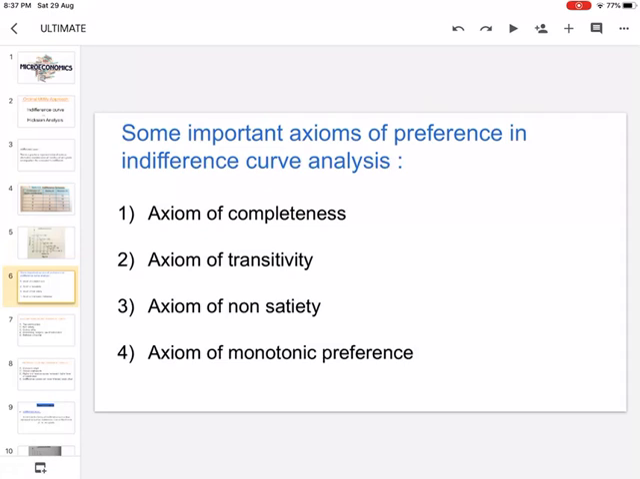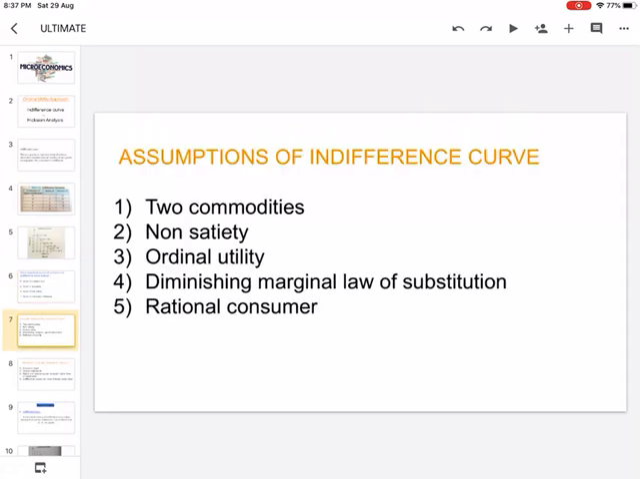And last, we have axiom of monotonic preference. This simply means that suppose the consumer has two combinations of commodities. In one combination, say at least one commodity is more than in the other combination, he definitely prefers the combination of goods where even 1 unit of one commodity is more, right? So these are certain characteristics associated with indifference curve.